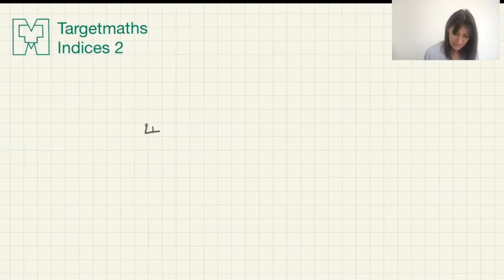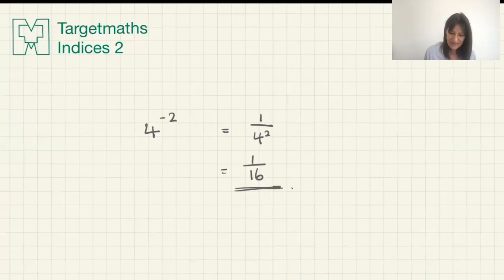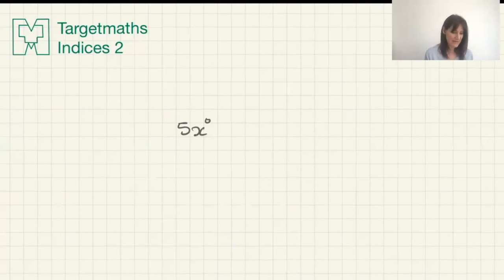Let's do that. Okay, so I'm looking at the negative, do that straight away, and then I've got my 4 squared, and then just finish it off. All right, and we'll do another one. We're going to do 5x to the 0. Hit pause, press play when you're ready.